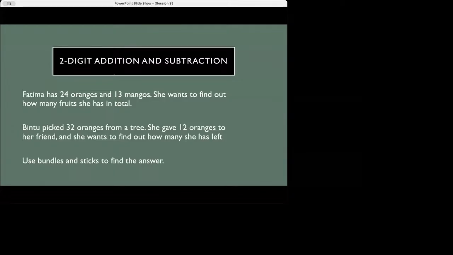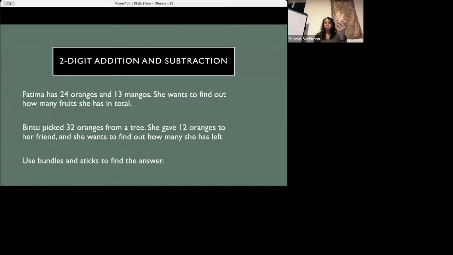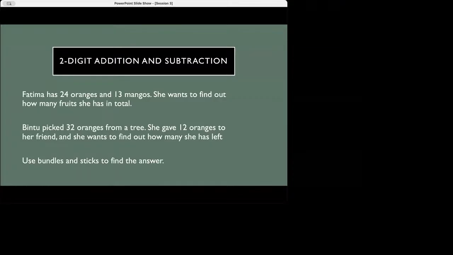I would represent 32 oranges as 3 bundles of 10 sticks. Okay, here you go, 3 bundles of 10 sticks. Then 2 loose ones. So I would have 2 loose sticks and 3 bundles of 10 sticks. Then I would take away 2 loose ones and 1 bundle. And I would remain with 2 bundles of 10 sticks, which is 20.